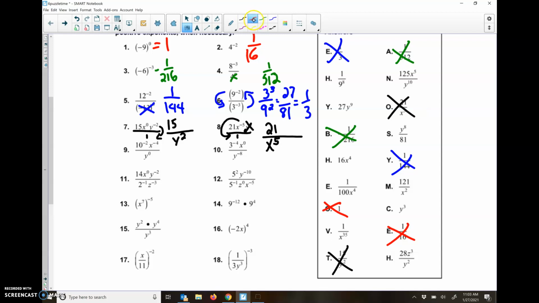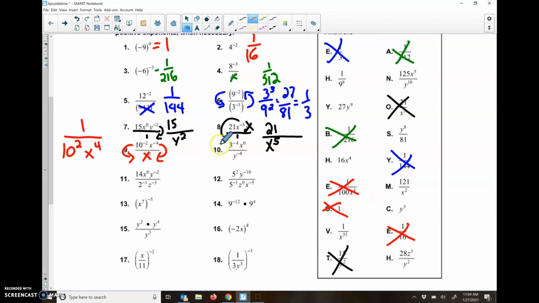Okay, same thing over here on number 9. 10 to the -2nd power. Well, 10 to the -2nd, that's going to end up switching because it has a negative exponent. So that's really 10 to the 2nd. Same thing with x to the -4th. That's going to end up switching because it's x to the -4th power. Y to the 0 goes away because anything to the 0 power is 1. So I'm left with 10 squared times x to the 4th. And 10 squared is the same as 100. So letter E, 100 x to the 4th.